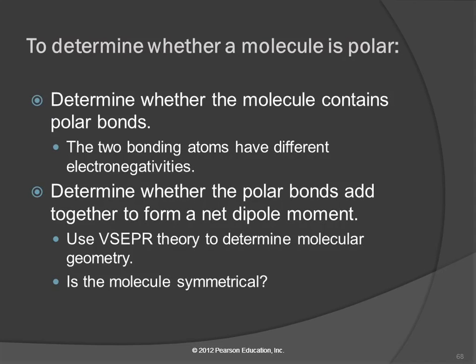So, determining whether a molecule is polar: first decide if it has polar bonds. If it has nonpolar bonds, then the molecule is going to be nonpolar. If the bonding atoms have different electronegativities, those are polar bonds. Then decide whether the polar bonds add up to form a net dipole moment, or do they cancel each other out? That's where you have to use VSEPR theory to figure out what the geometry is, and then look at whether the molecule is symmetrical.